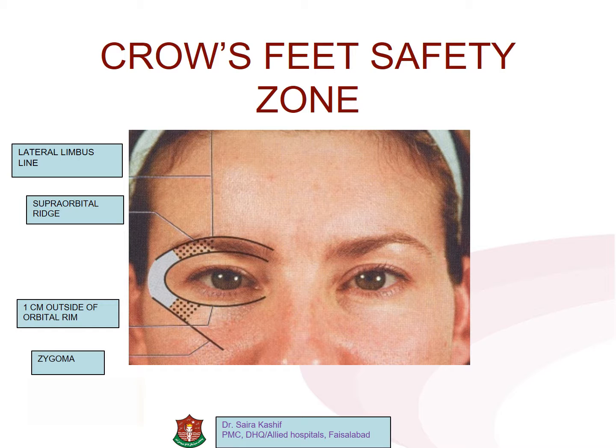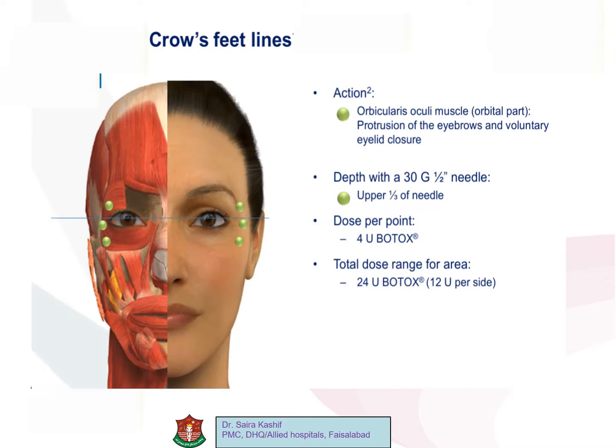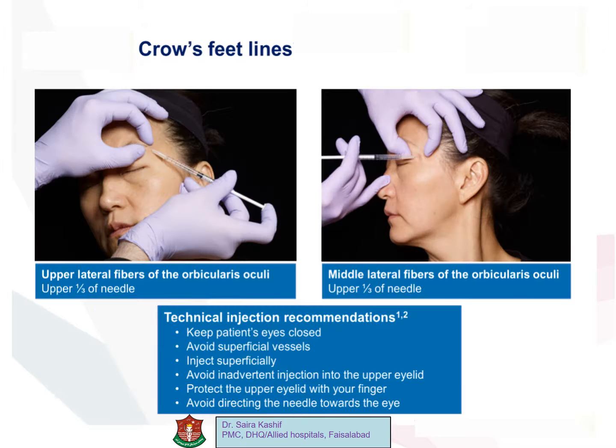Zygomaticus major and minor muscles are there. So if you inject into those muscles, there will be ptosis. These are 3 injection points for the crow's feet. Here is how to inject: the non-injecting hand is protecting the orbit.